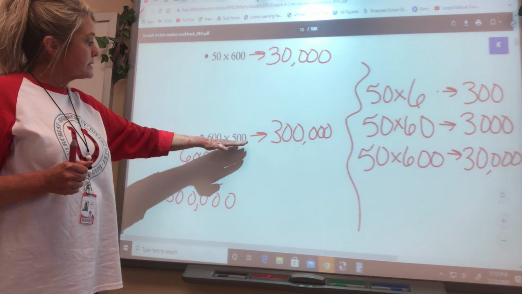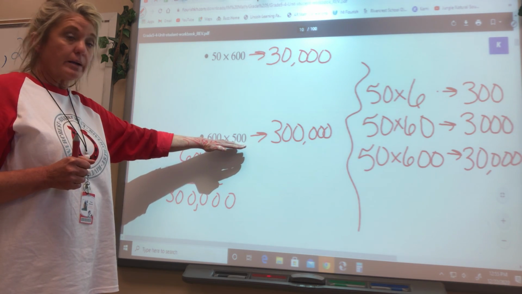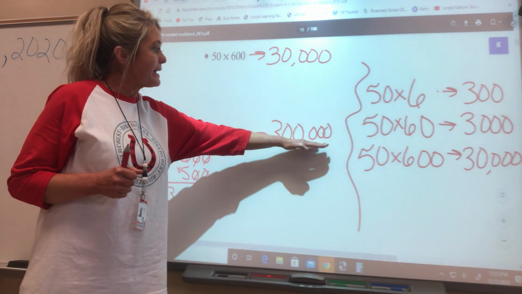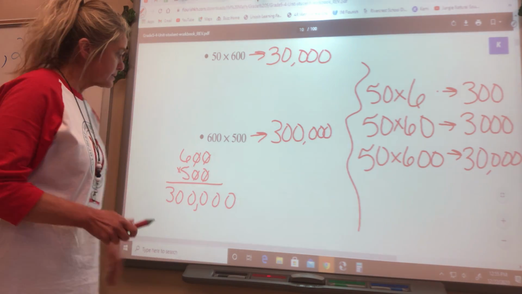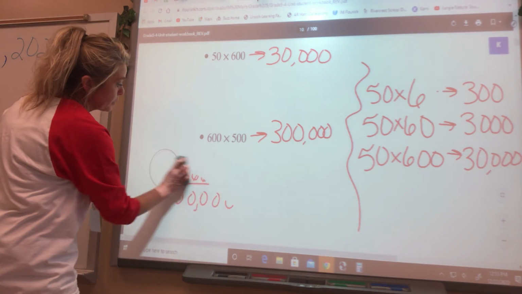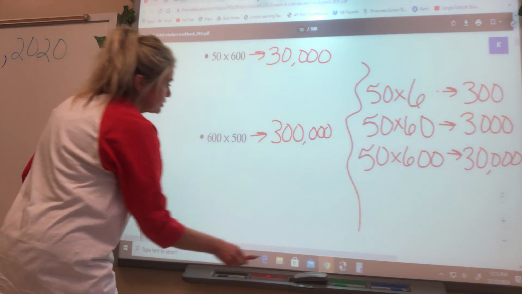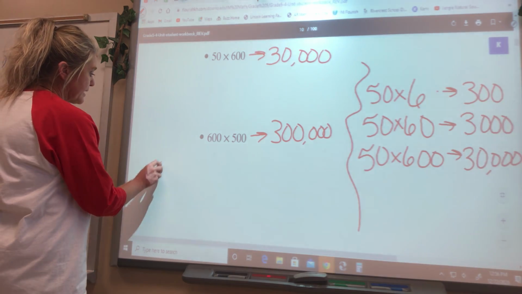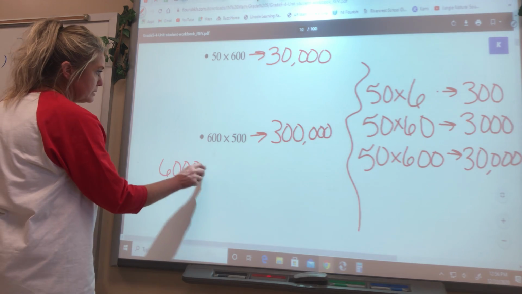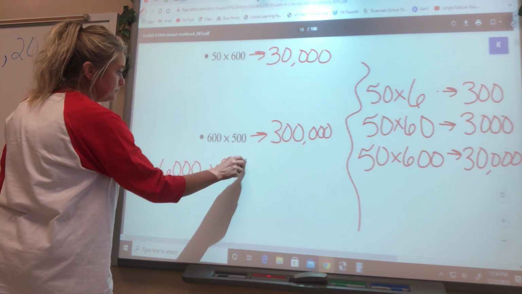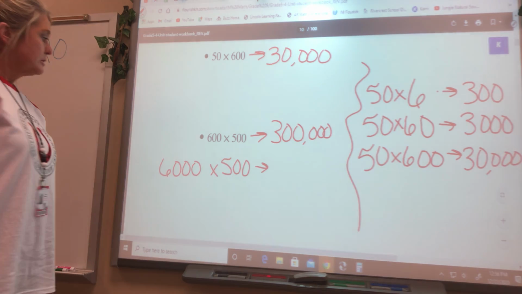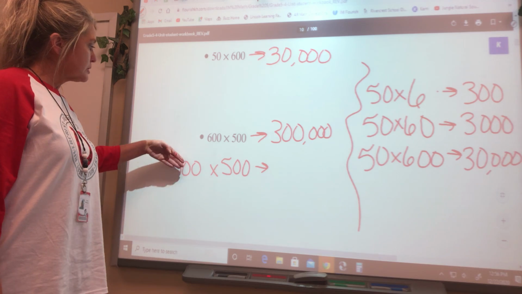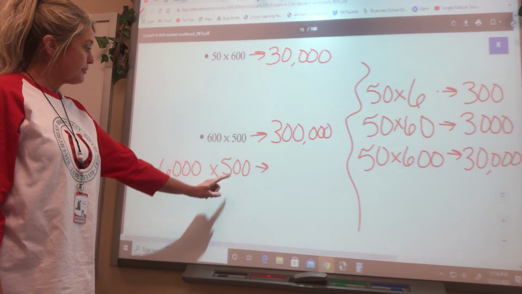If you increase your place value here by a multiple of 10, by adding a 0, then you would also add a 0 to the next product. Remember, product is just the answer to a multiplication question. So let me throw this one out there. If they gave you 6,000 times 500, did we just add another 0 or another multiple of 10 to our factors?